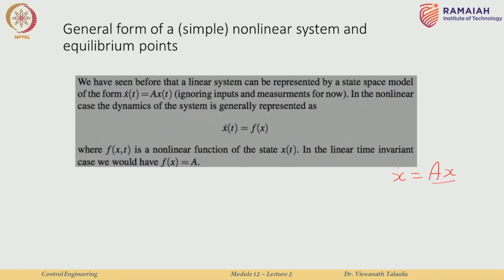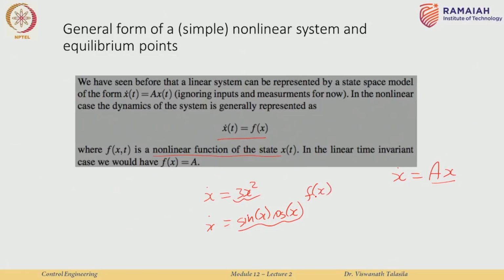In the nonlinear system, you have the classical way of denoting the nonlinear system dynamics as x dot equal to f of x, and f of x comma t is specifically a nonlinear function of the states x of t. Of course, in the linear case, f of x would just be equal to A x. Now, I can write my dynamics as a simple example, say 3x square, or I could write x dot equal to sin x times cosine of x. These are all examples of nonlinear systems, and we essentially are just calling these f of x.